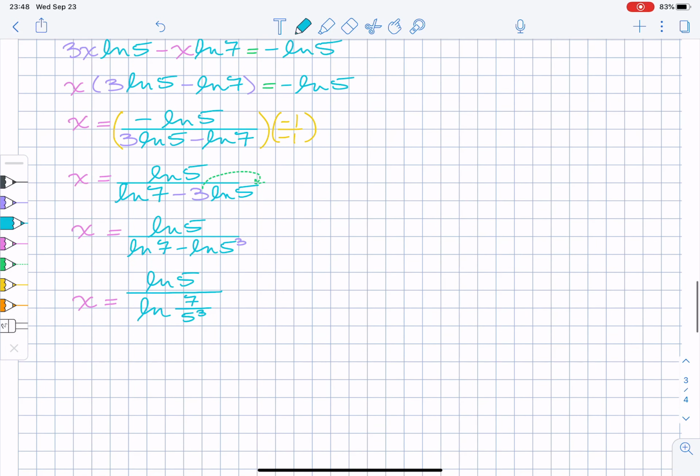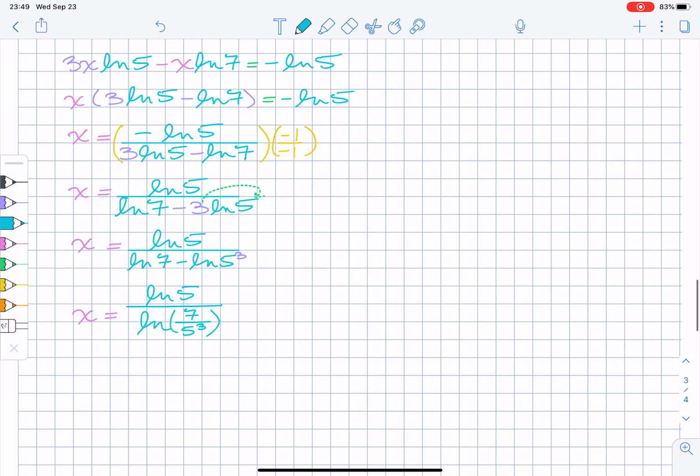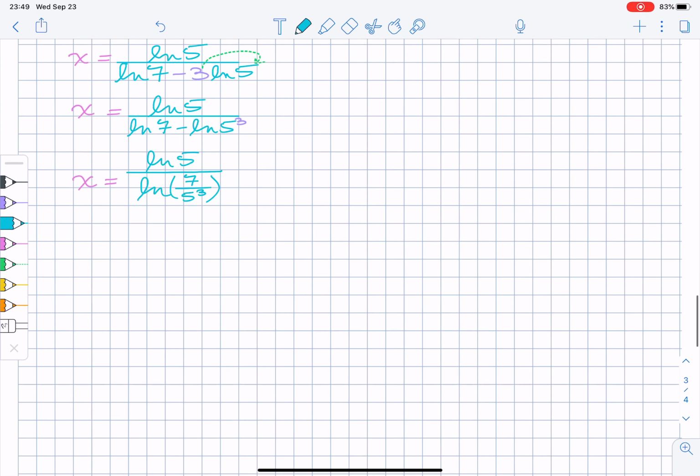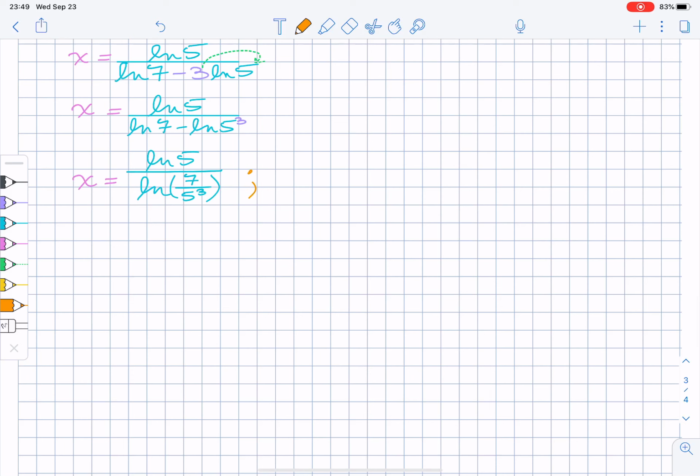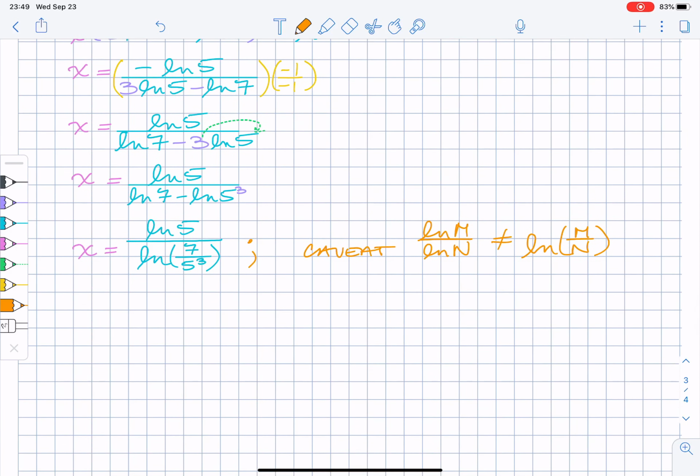Now, tell me, is this going to be a difference, given that I have a quotient of logs? And no, it's not. So, caveat, or warning: natural log of m over natural log of n is not equal to natural log of m over n. So I can't use the quotient rule, so be careful there. Okay? So hopefully that made sense, and that was a little review of what we did in the last section.